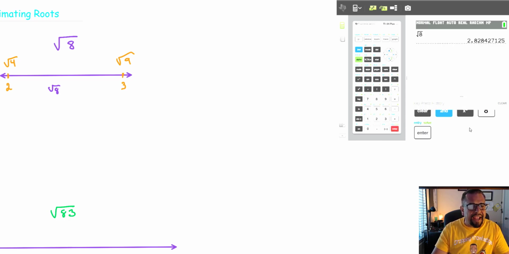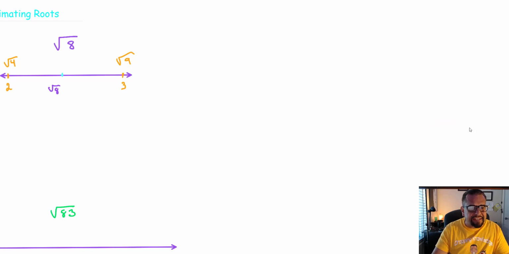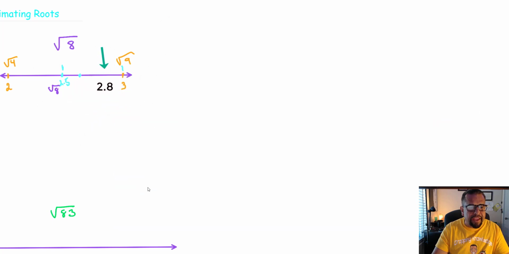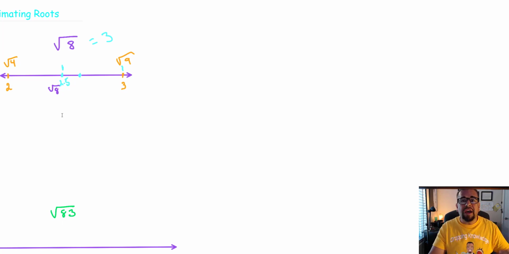So notice that our answer is going to be past this point, which is our 2.5. If it's in between here and here, I'm going to choose the higher number. If it's between here and here, I'm going to use the lower number, in this case 2. Since our answer is 2.8 approximately, it's right around here, so it's closer to my 3. So my answer here would be 3, and I'm done. I've approximated the square root of 8.